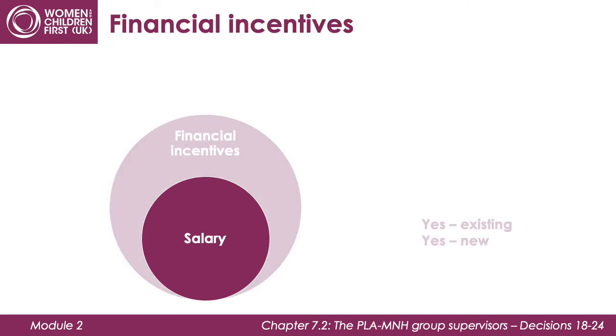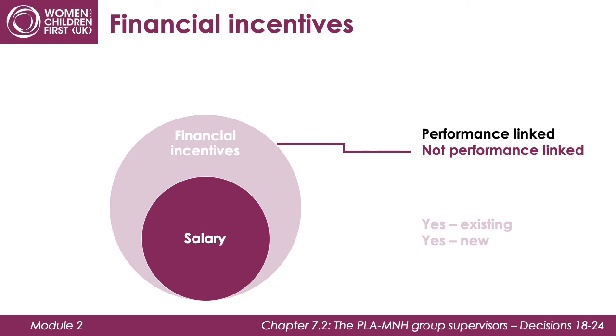Now let's consider financial incentives. It may be appropriate to provide PLA-MNH group supervisors with performance-linked financial incentives. Or the incentives may be uncoupled from their performance. In both cases, once again, any additional support provided to CHWs or CHV and CHW supervisors will need to be in line with local policies regarding resources and allowances for these cadres.